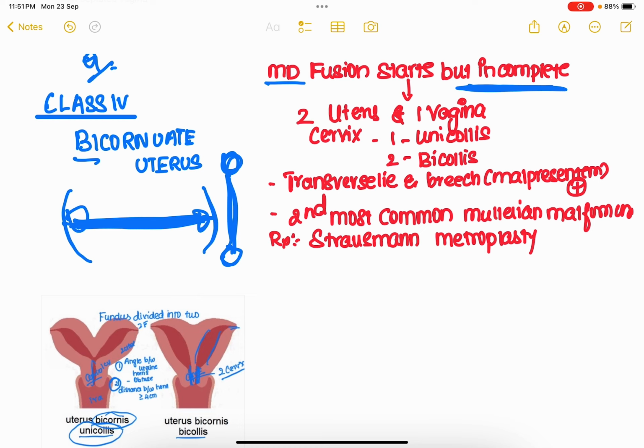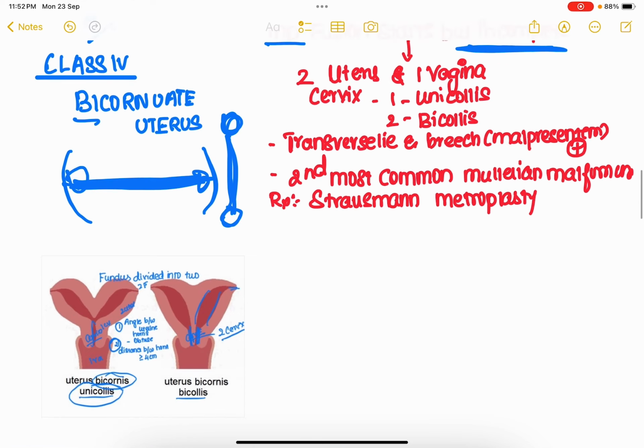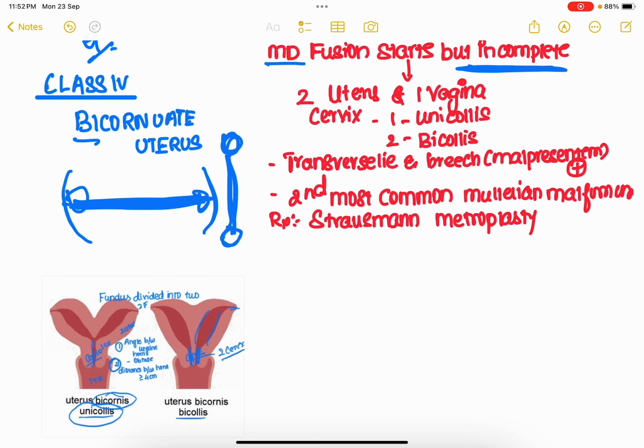Since the process of fusion has started, we all know that the fusion is going to start from below upwards. So which is the part which is going to be present at the lowermost part? Vagina is going to be the lowermost part. So since vagina is the lowermost part, as the process begins, the vagina is going to be fused initially. But above the vagina, the cervix is going to be either fused or unfused depending upon the stage of incompletion.